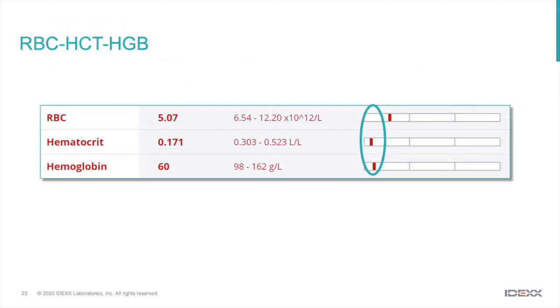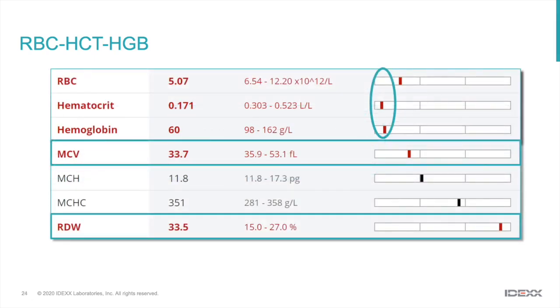Here are the red cell mass parameters from a different cat, and you immediately recognize that the red cell count is disproportionately high compared to the other 2. Since this is not a problem on my analyzer, I must interpret this as possible red cell pathology, and I need to do further investigation.